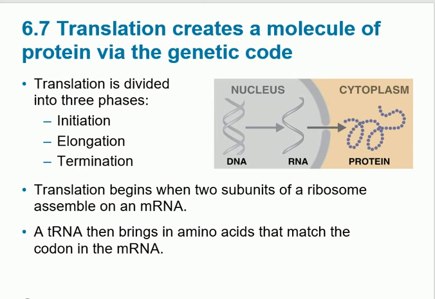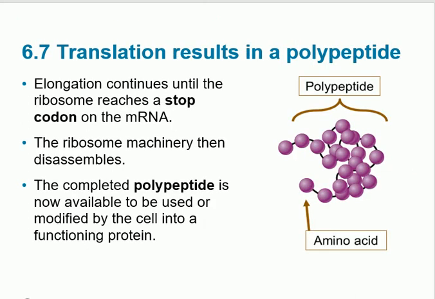Elongate more until I see the stop sign, which is UAA, UAG, UGA. Any one of those means stop, and this is where you terminate. When you terminate, the two units separate. Messenger RNA leaves. You go back to when you started. At the end, you end up having a polypeptide. When you see the stop codon, you're done. You didn't make a protein. You make your polypeptide. This is the last amino acid that you need to make, and you're done.